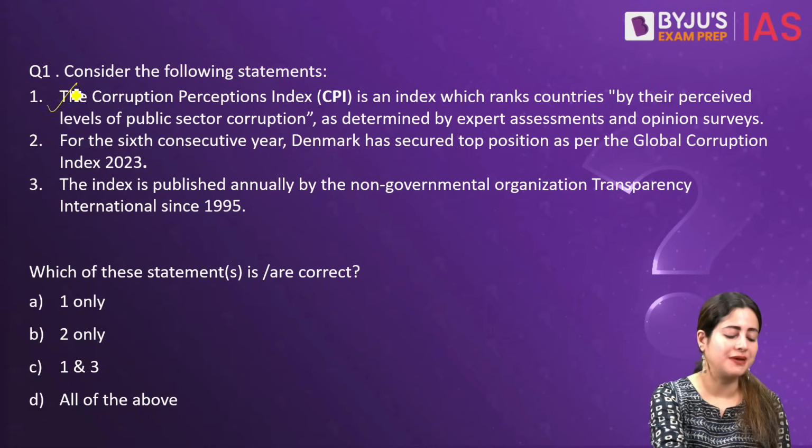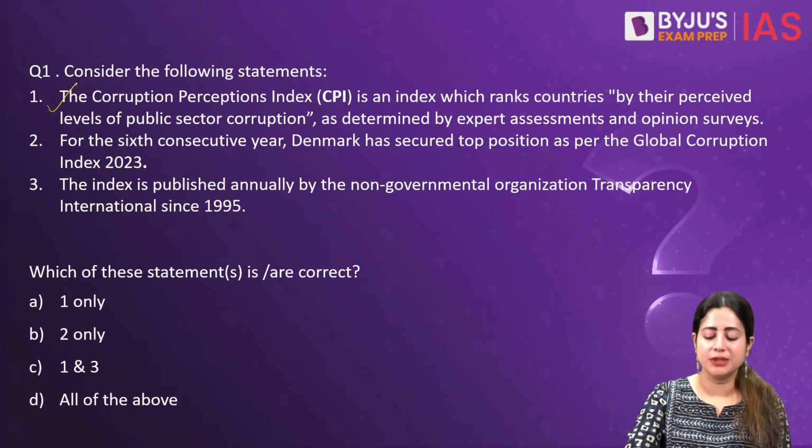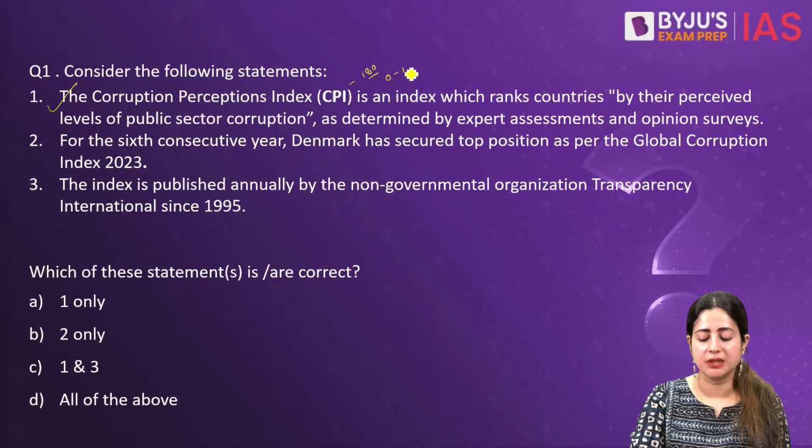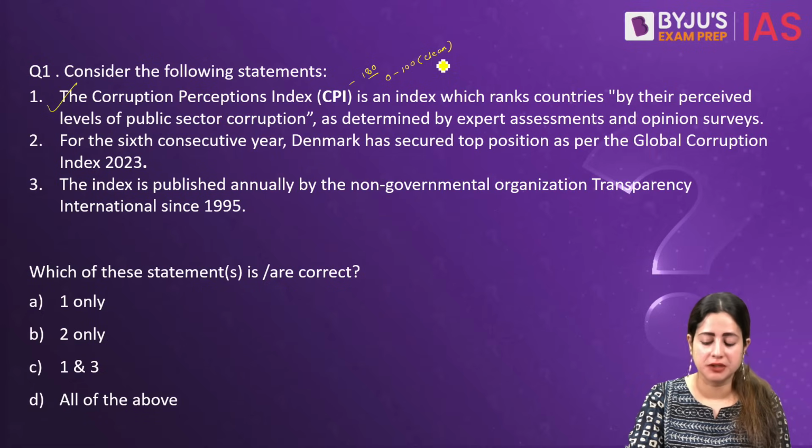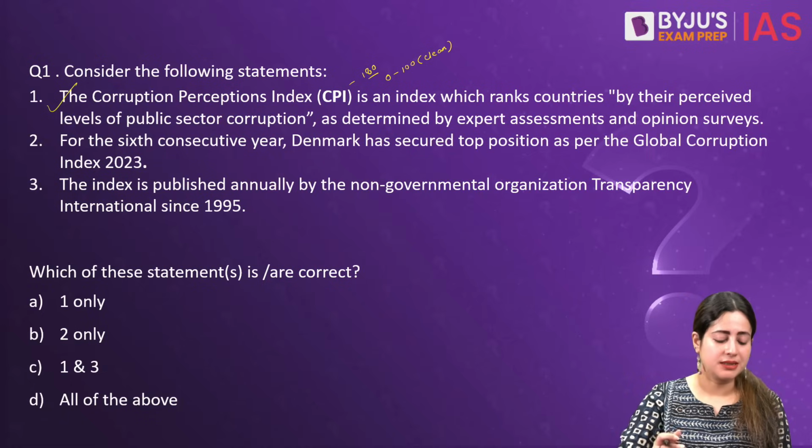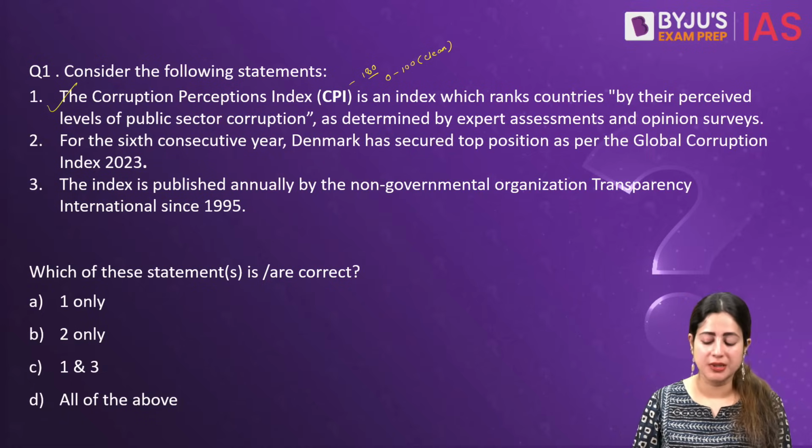This is absolutely a valid statement because that is exactly what the index is all about. As I said, 180 countries are ranked on a scale of 0 to 100, 100 representing the least level of corruption, while 0 stands for the worst existing forms of corruption. And the purpose is to identify the levels of corruption and the levels of law abidance in various countries. So the first statement is valid here. The second statement says for the sixth continuous time, Denmark has secured the top position as per this Global Corruption Index 2023.